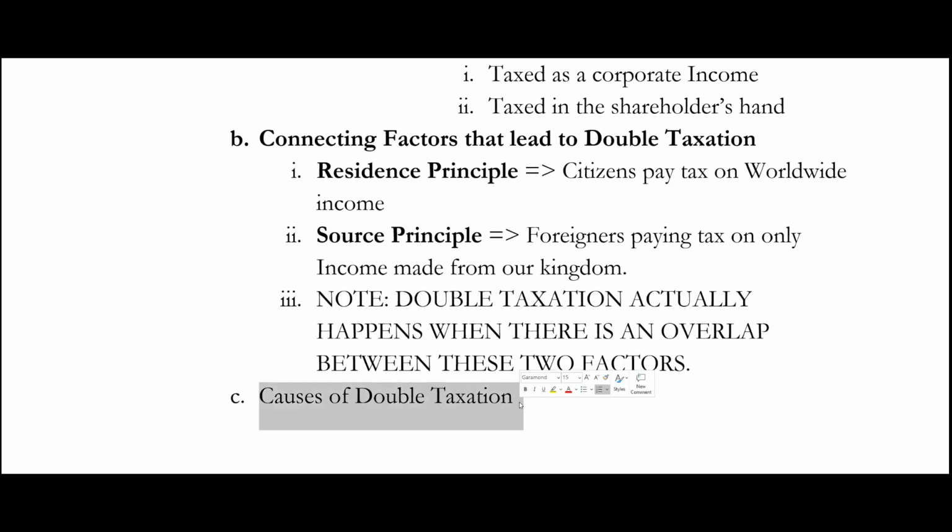Let's say Francis is single, right? He goes to Kingdom B, which is Nigeria, to make money by selling goods and services. He pays tax in Nigeria. He brings it to Ghana here. He still comes to pay tax. So there are two factors crossing.